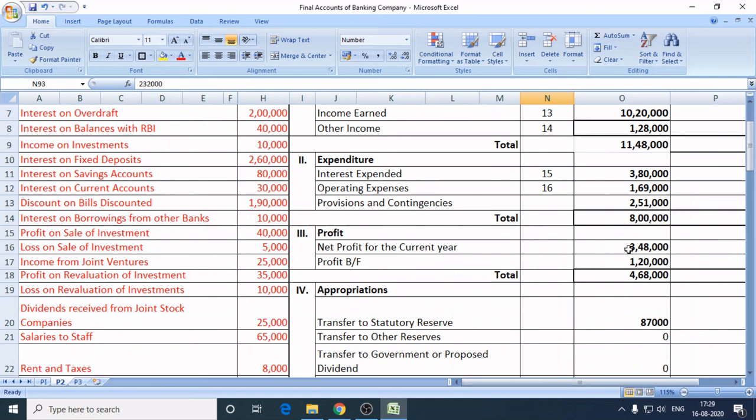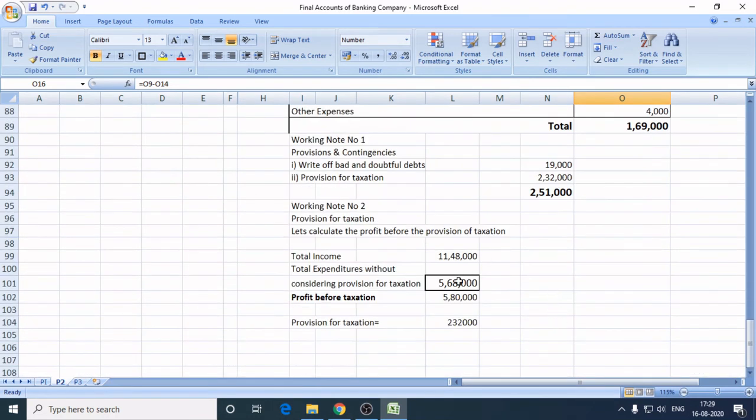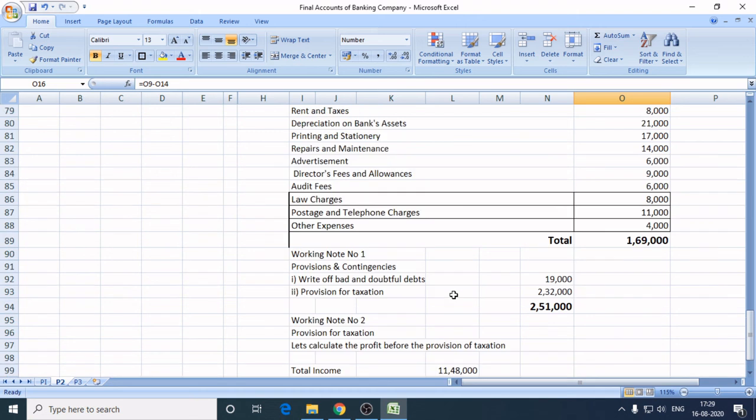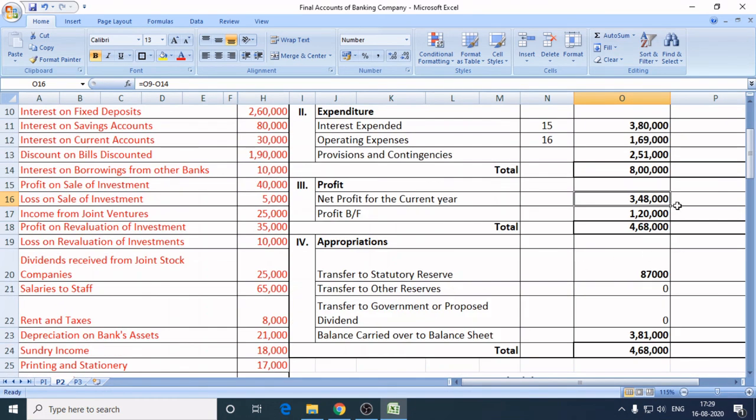Whatever profit you are seeing here, that is 3,48,000, is the profit of this bank after providing for taxation. So this is the bank's current year profit after providing for taxation, and this profit of 5,80,000 is the profit before providing for taxation. But in this problem, we are supposed to provide for taxation at the rate of 40%, so we have included that part here in provisions and contingencies. Now this problem is over.